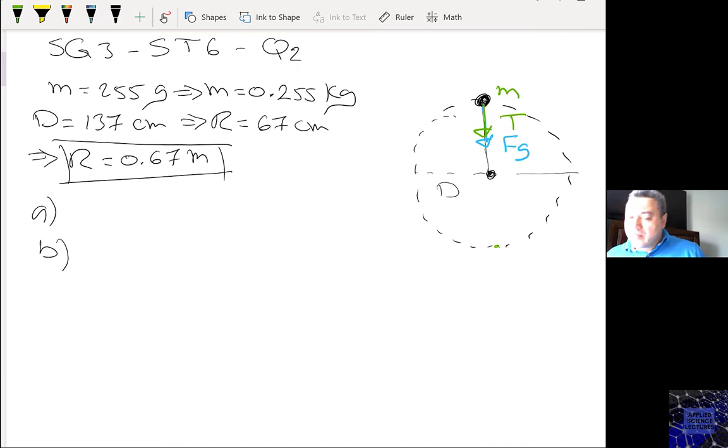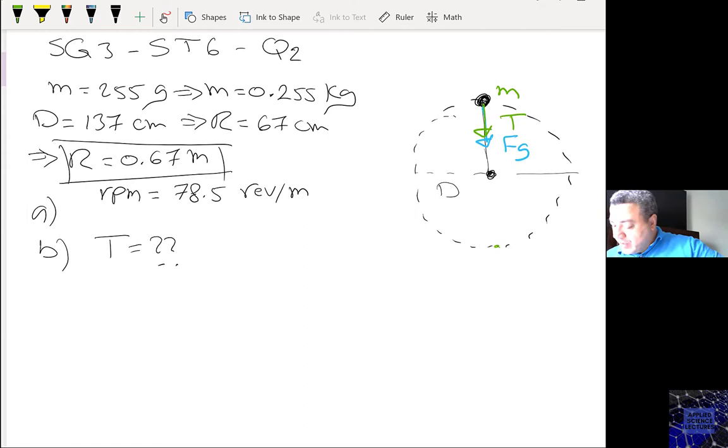For part B, it says, before I forget here, they say that this ball is rotating at a speed RPM equals to 78.5 revolutions per minute. Okay, so this is the rotational speed. For item B, we need to calculate the tension in the string here. Okay, so we have here centripetal force, where basically we apply sigma F equals to MAC.